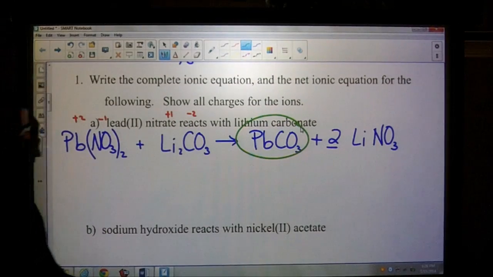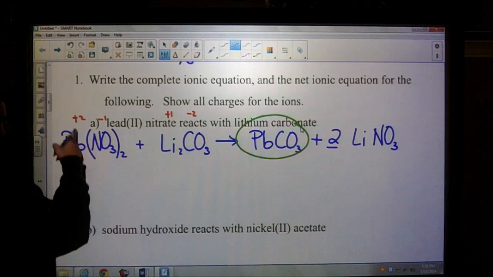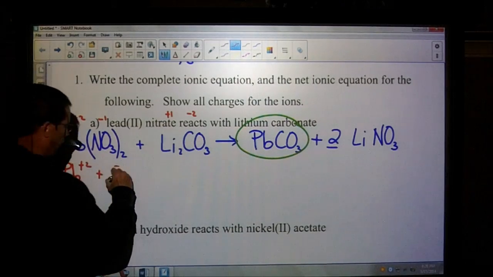So the first equation we need to write is the ionic equation. So we'll write the ionic equation as such. Pb +2 plus 2 nitrates.